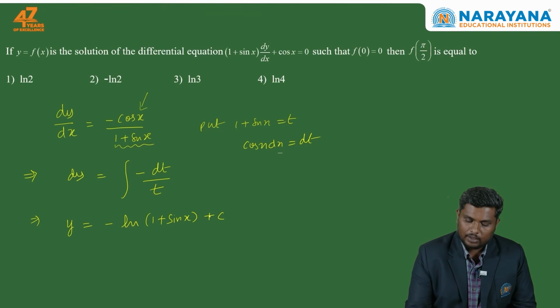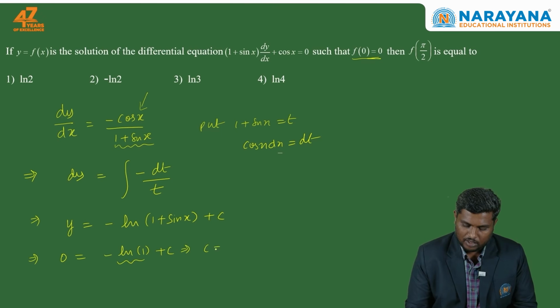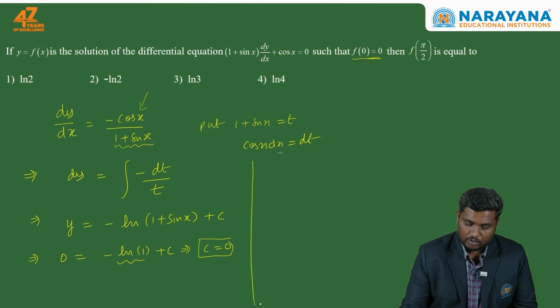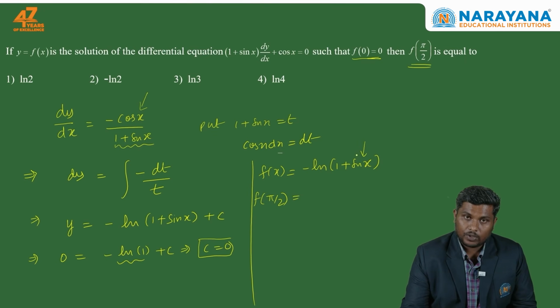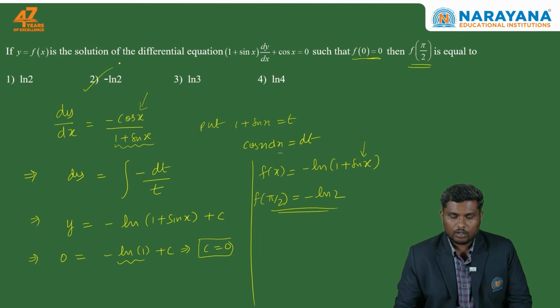Okay, and the condition given here is f of 0 is equal to 0. So 0 is equal to minus ln 1 plus c. As ln 1 is 0, c is equal to 0. So the function is y, or f of x, is equal to minus ln(1 plus sin x). He is asking us to find f of pi by 2. Sin pi by 2 is 1, so f of pi by 2 is minus ln 2. A very fundamental question, similar to a board exam style question. One could easily solve this question.